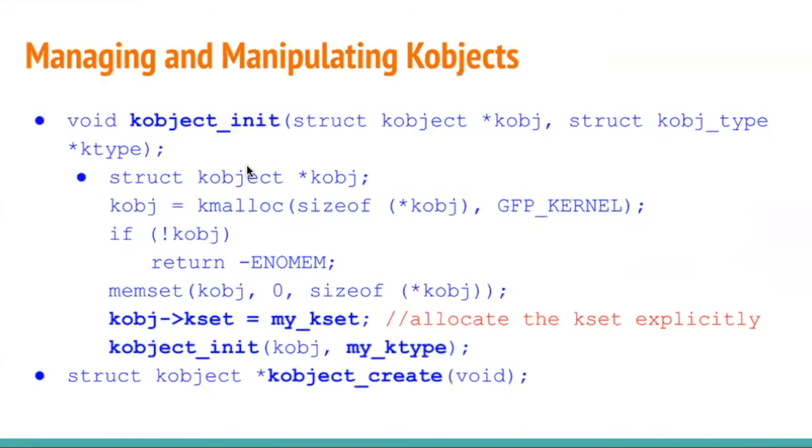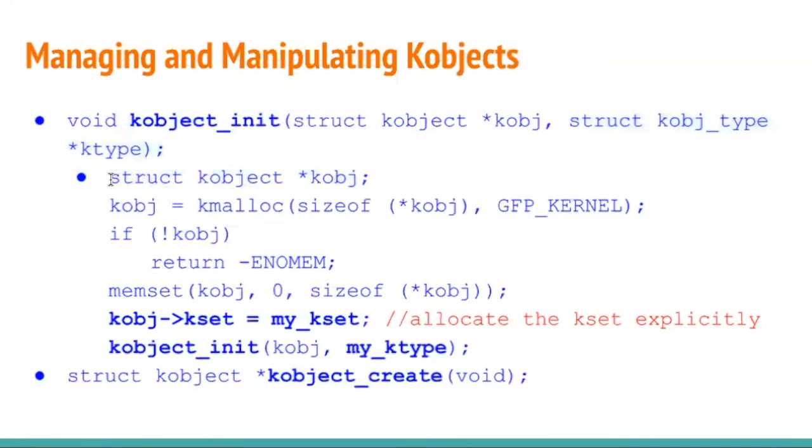Let's now see how we can create a k object and use it. This is the function kobject_init. With the help of this function, we can initialize a k object, and we have to provide the k object structure and the k object type, because every k object represents some behavior of a particular device. That behavior of a device we can represent with the help of k object type. So this is one way, or we can initialize in this way.